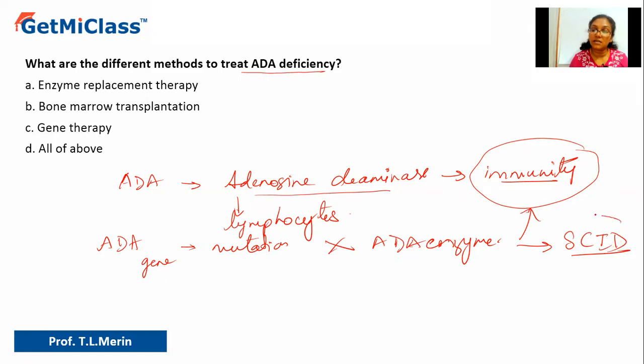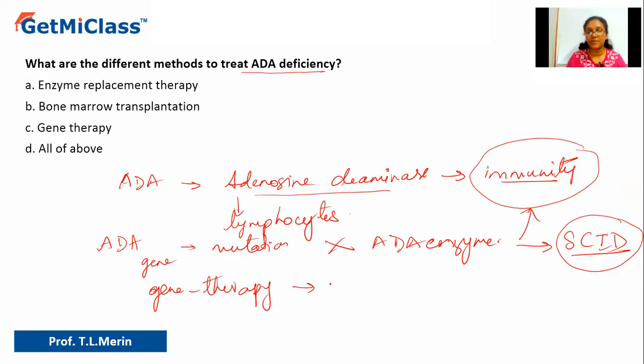Now this is nothing but the condition where immunity is low. So when immunity is low, you will get primary infection, secondary infection, all kinds of infection because the immunity itself is low. That is why it's called SCID. Now, to treat such people, various methods have been introduced. A very important method is gene therapy. It can be one of the solutions for treating this condition permanently, especially if we do it at a very early stage, that is the early embryonic stage.